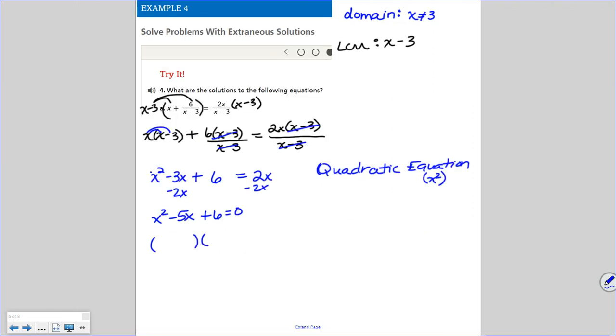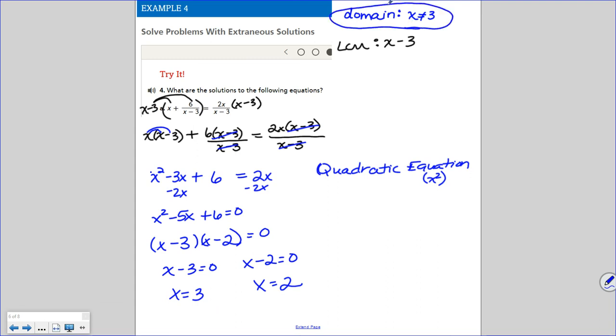Now I will factor. Looks like I could do a minus 3 and a minus 2. So x minus 3 equals 0 and x minus 2 equals 0. x would be 3 and x would be 2. But then I got to be like, wait a minute, hold on. Earlier I said x is not allowed to be 3. So that means this first answer is extraneous. There's only one solution to this problem, x equals 2.